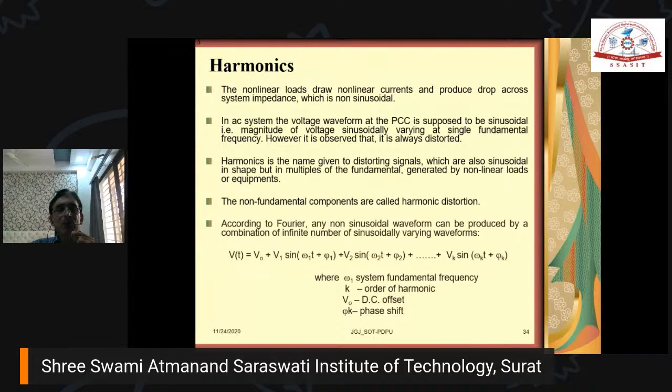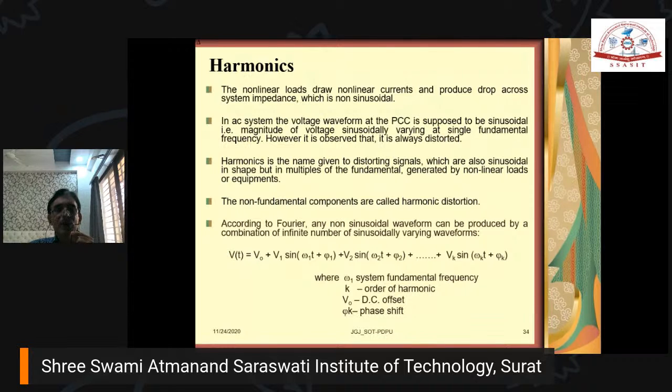Non-linear load. So the non-linear loads draw non-linear currents and produce a drop across the system impedance, and which is always non-sinusoidal. So you know that in AC system, the voltage waveform at the point of common coupling should be sinusoidal, right?